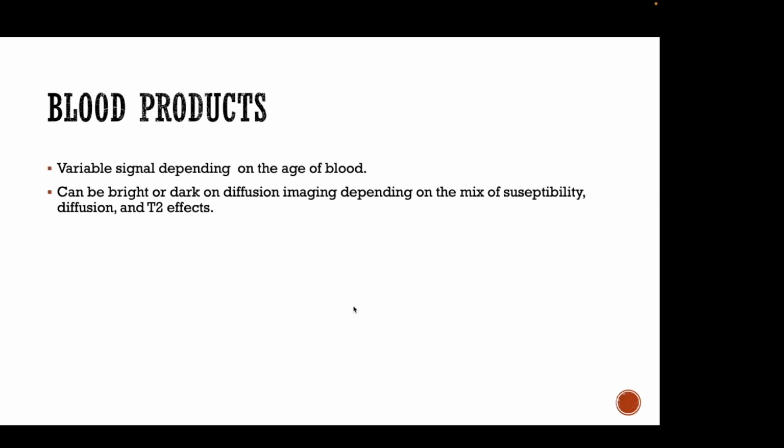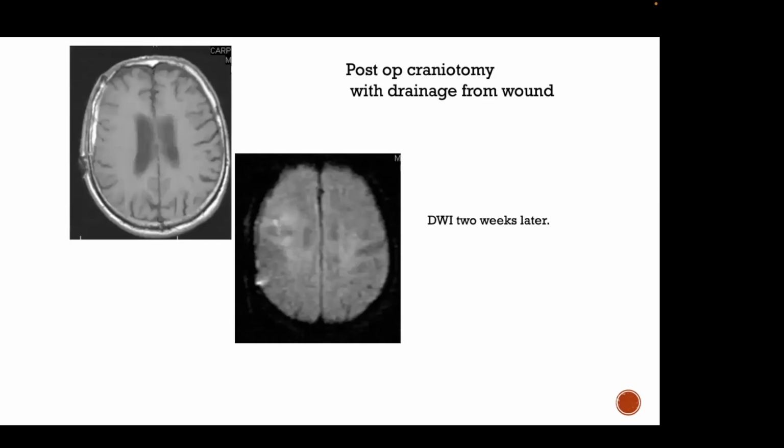Blood products are something to consider when we see restricted diffusion. The appearance of blood is variable depending on the age of the blood. It can be bright or dark on diffusion imaging because of the mix of susceptibility effect and diffusion. This case I want to show you is a common problem I've seen in my own practice in patients who have had craniotomies. Here you see this patient had a right-sided pterional craniotomy. And deep to the craniotomy, it looks like there are some blood products here. Now, again, I want to remind you about the evolution of blood products. So this scan was taken right after surgery to gauge residual tumor. But the blood products you can see are already bright on the T1 weighted scan.